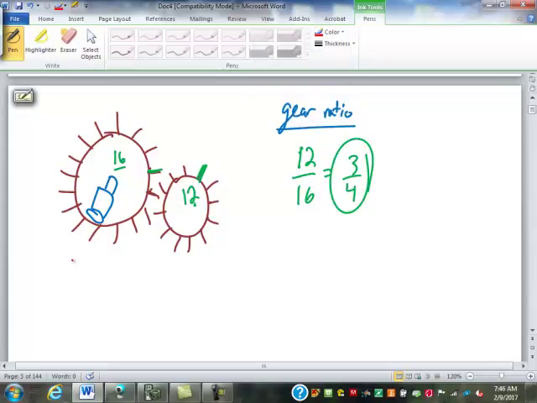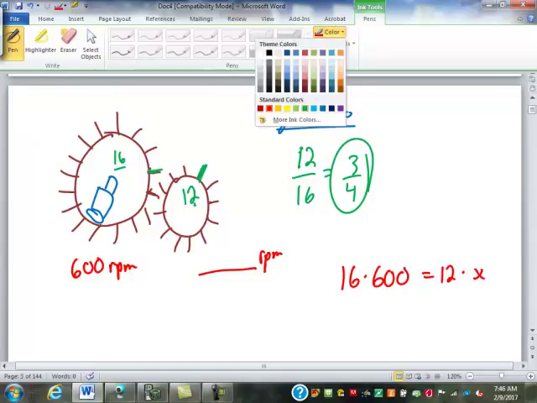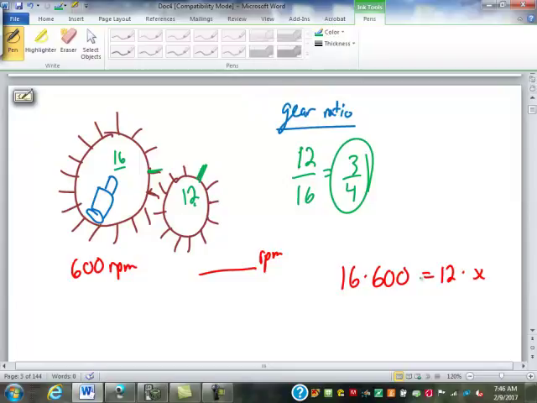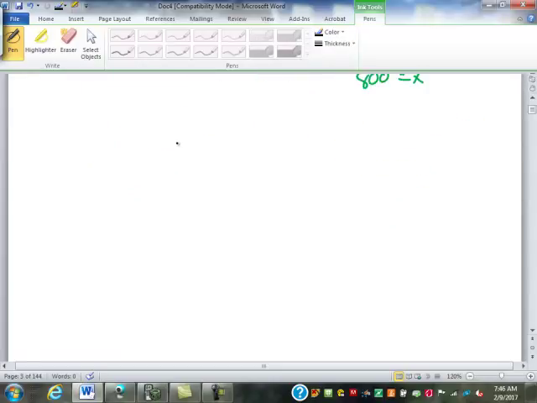If I tell you that the motor operates at 600 RPM, what's the RPM on the driven gear? 16 times 600. There you go. It's size times speed. It's not a ratio anymore, it's a product. So yeah, 16 times 600 divided by 12, which is going to be 800 RPM. Make sense? So I want you guys to try this one in your notes.